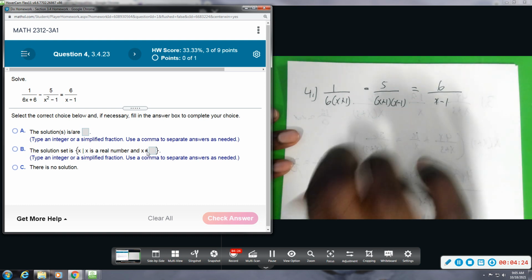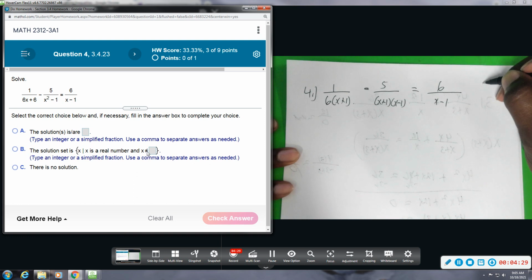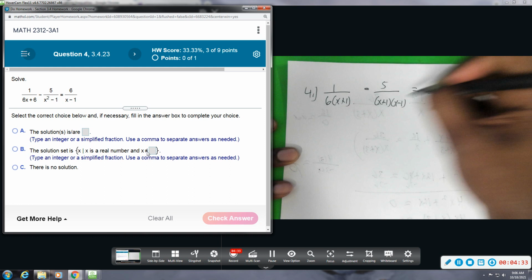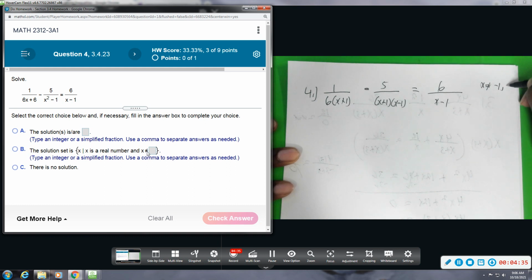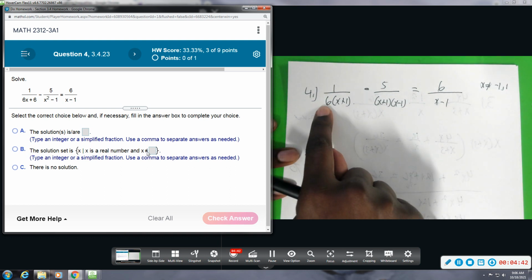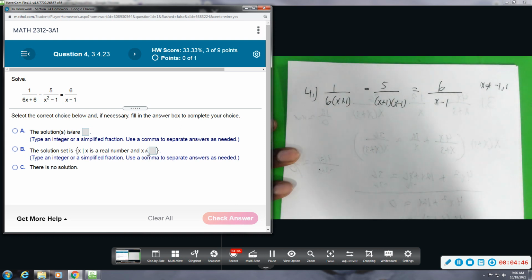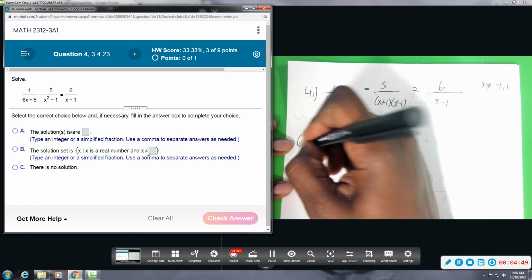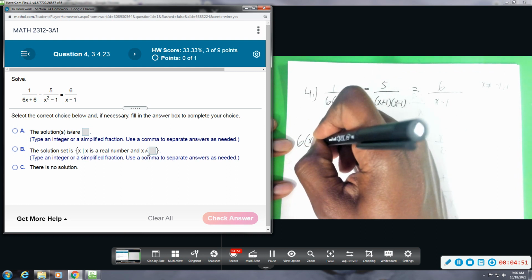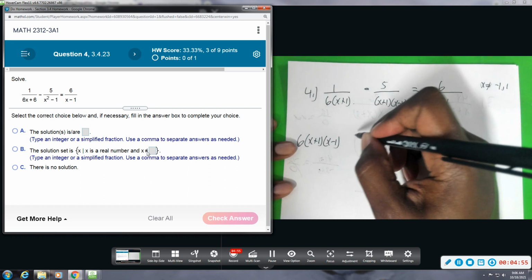All right, so let's talk about this up front. What numbers will not work if they are solutions? X cannot be negative 1 or positive 1. So we know if we get either one of those as a solution, they don't work. Looking at the denominators, we would need a 6, x plus 1, and x minus 1. Those are the only different things that appear. So we're going to do 6, x plus 1, x minus 1 times everything.